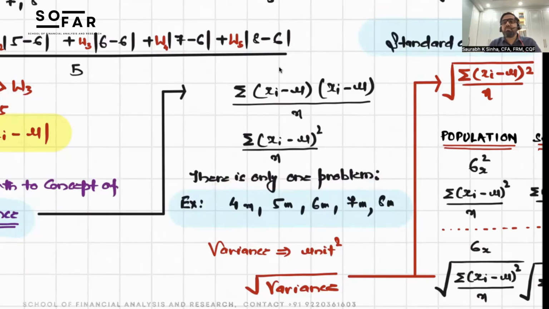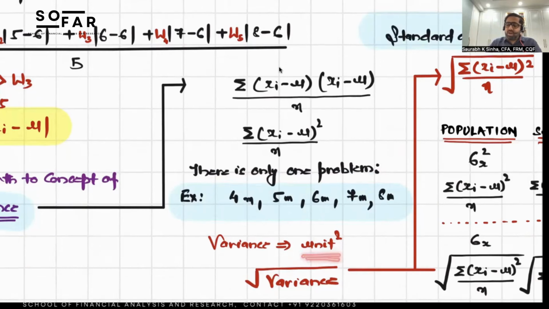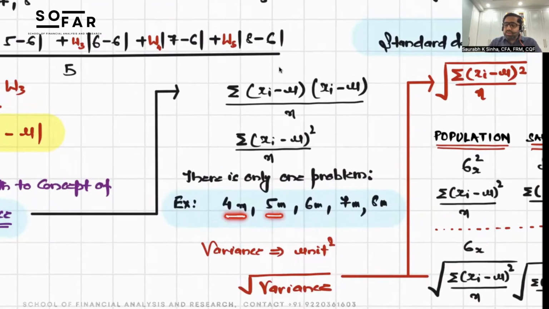The problem is it will make the unit of the risk or of the dispersion in the data a unit square. So it will make the measure of dispersion, moment 2, have the answer in unit square. How come? For example, it is 4 meter, 5 meter, 6 meter, 7 meter, 8 meter. So you do 4 meter minus 6 meter square, 5 meter minus 6 meter square, 6 meter minus 6 meter square. At the end, whatever the answer comes, it would be in meter square. And that is a very absurd concept, because what would you understand from this meter square?